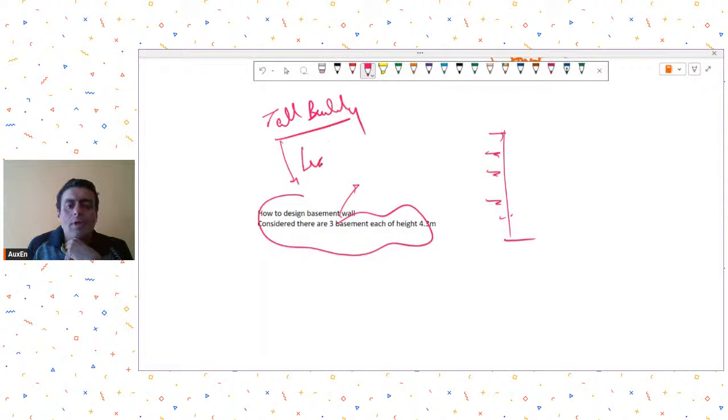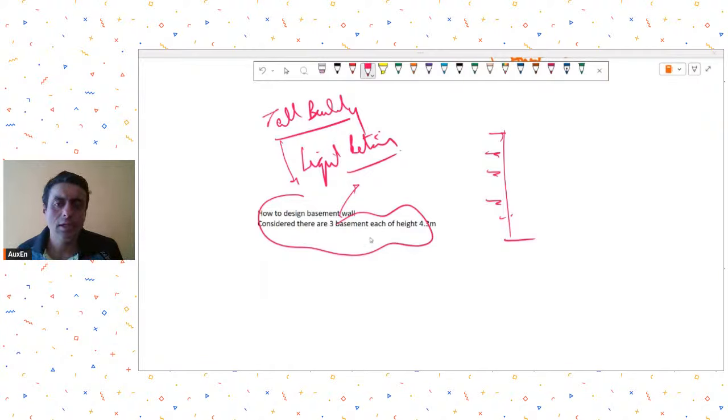Similarly, in the liquid retaining structures course, we have covered this topic in great detail, because a basement wall is nothing but a wall which is retaining or resisting lateral loads. So in these two courses, we have covered these topics in great detail, and you might be interested in having a look at those courses. But yes, it is difficult to explain the entire process in such a short time. If you have any specific doubt related to it, you may ask.